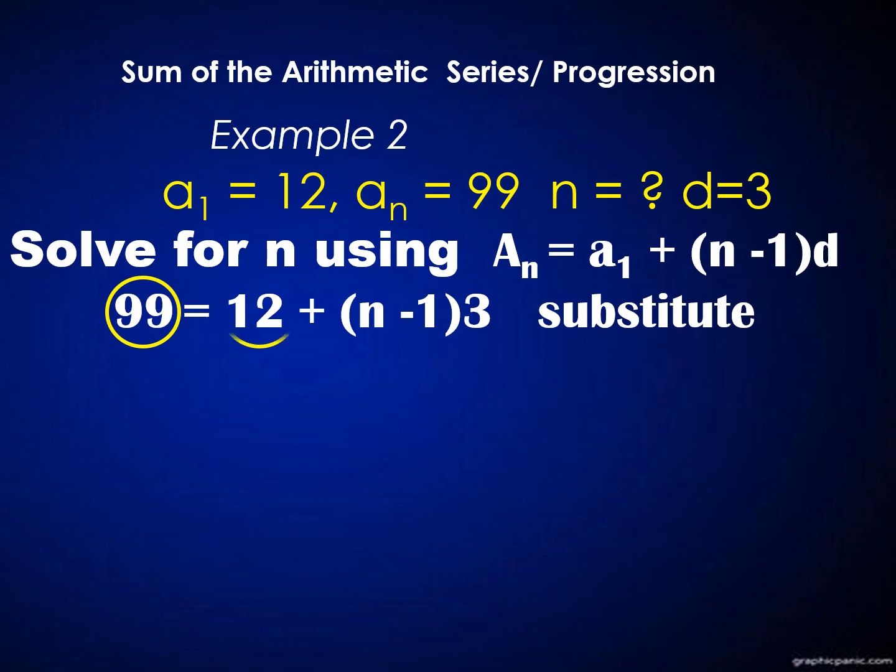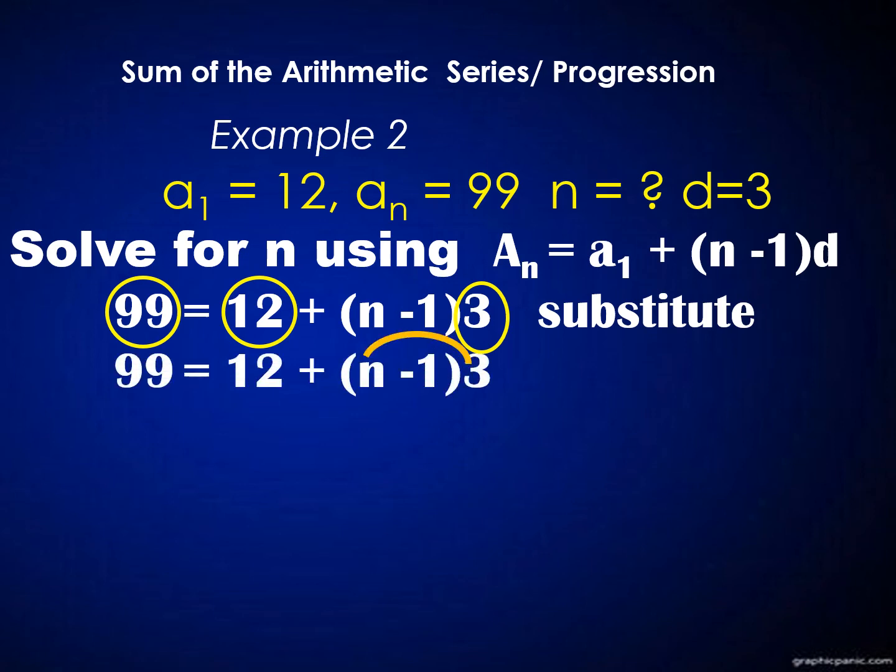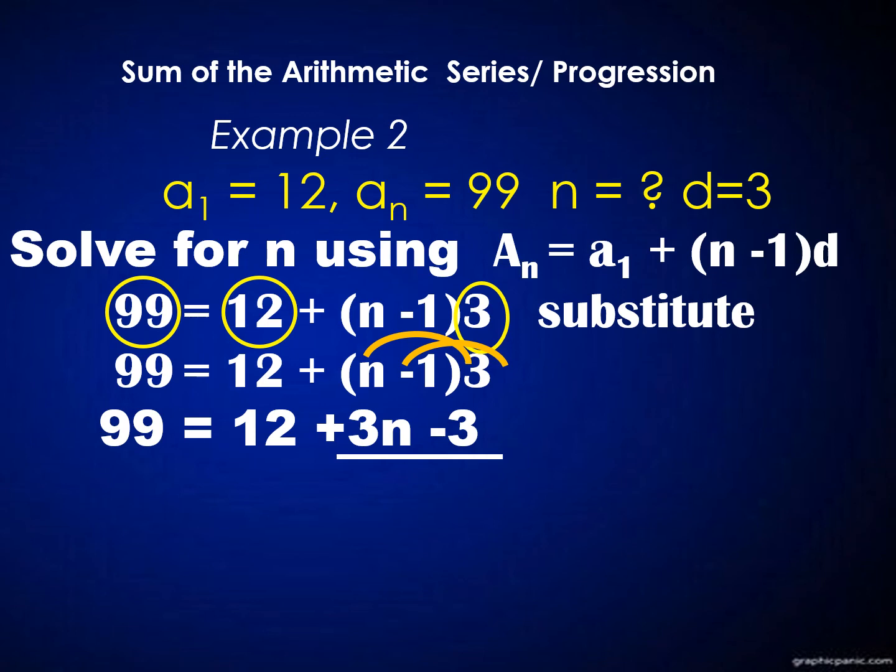Then, your first term is 12. That's your a sub 1. Then, you're looking for n minus 1. Your n. Then, your common difference is 3. So, simplify mo muna yung nasa parenthesis. You have to multiply n times 3 and negative 1 times 3. And your answer is 3n minus 3.